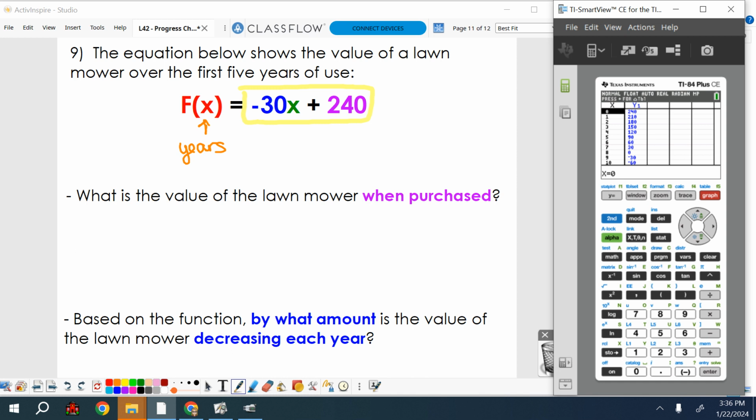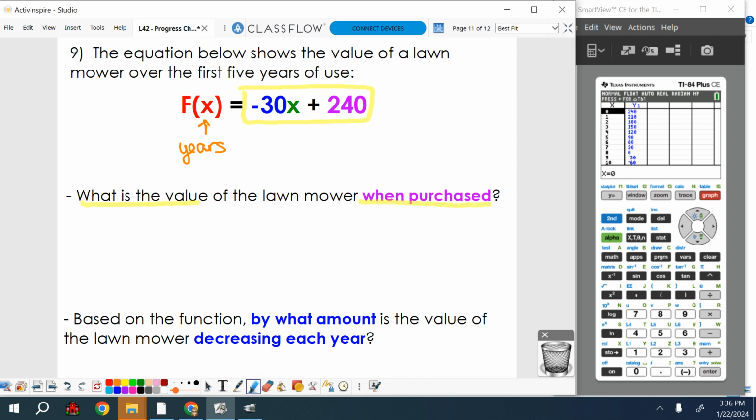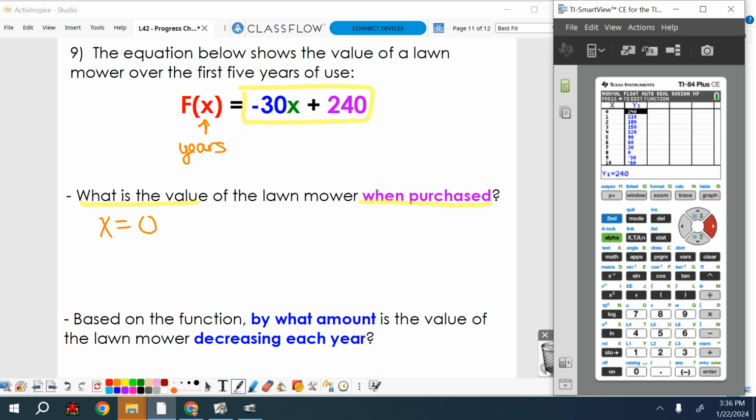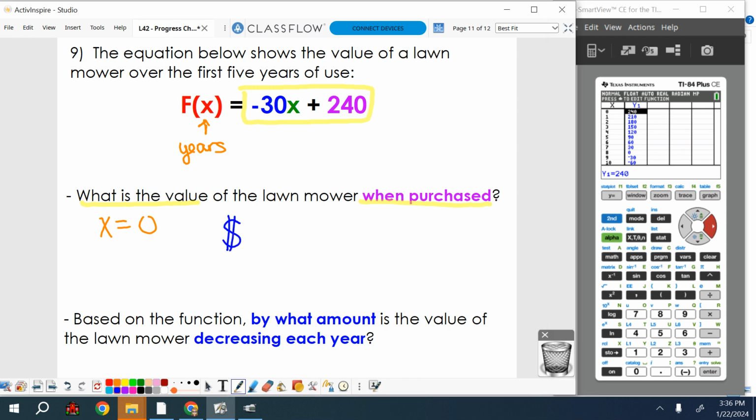So question 1 says, what is the value of the lawnmower when it was purchased? Well, let's think about this. When it was purchased means my x value is 0. That's when we bought the lawnmower. So all I have to do is go over to my table on my calculator. When x is 0, y is 240. So that means the lawnmower cost $240 when I purchased it.